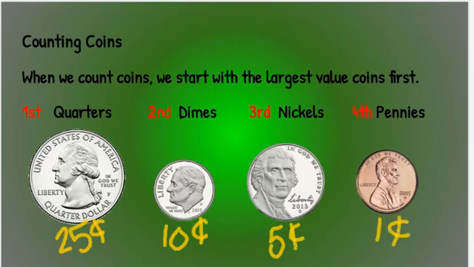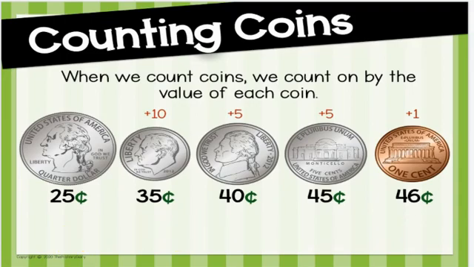So let's go ahead and look at an example of this. Take a look at the example. You can see the coins are already lined up in value. We have our quarter first. There's 1 quarter, which is 25 cents. Then we have 1 dime. Then we have 2 nickels and then a penny.